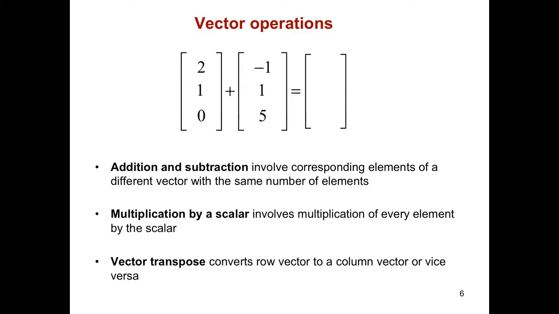I could also do vector transpose. So that will basically translate my column vector formally to a row vector. So if I had 2, 1, 0, I'm going to keep the same elements. I'm just going to make a row vector out of it. So what was a column will become a row, and what was a row will become a column if I transpose that vector. So these are the three basic vector operations that we're going to have.